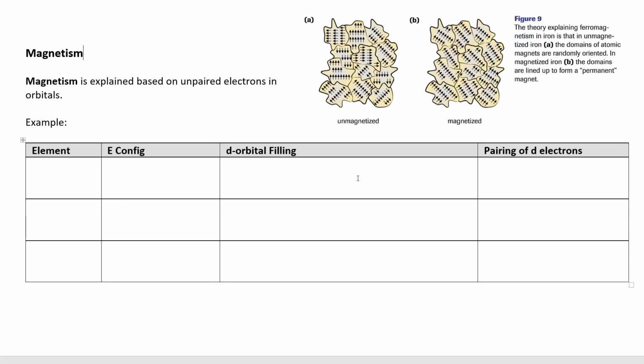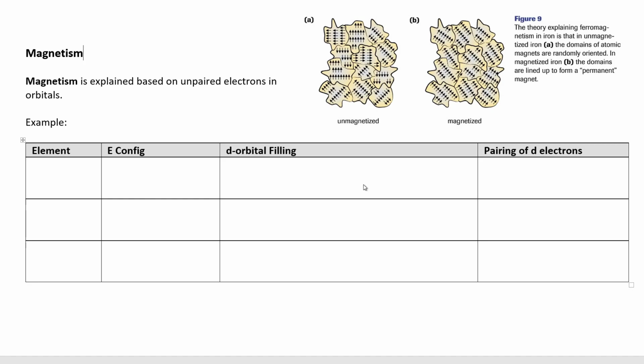Okay, the last thing that we're going to cover today is magnetism, and magnetism is explained based on unpaired electrons in orbitals. So remember domain theory, or perhaps you remember domain theory. It was typically covered in grade 11 physics.